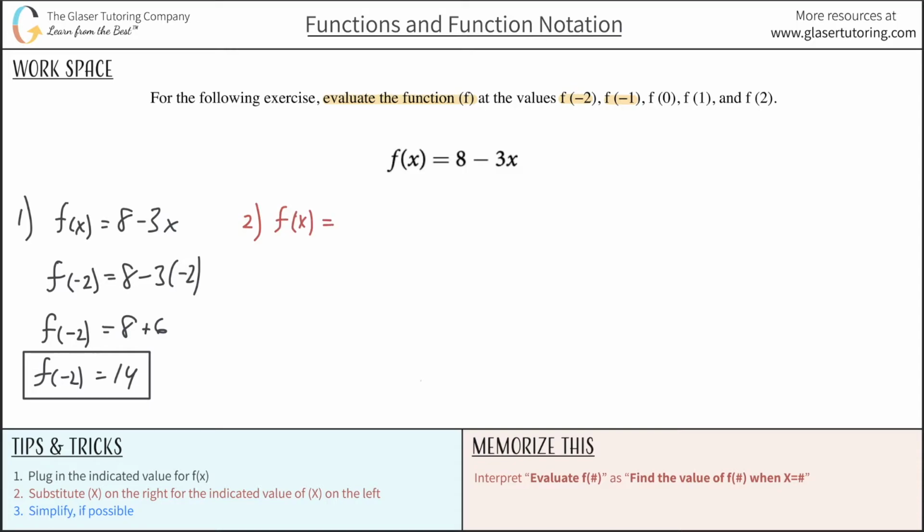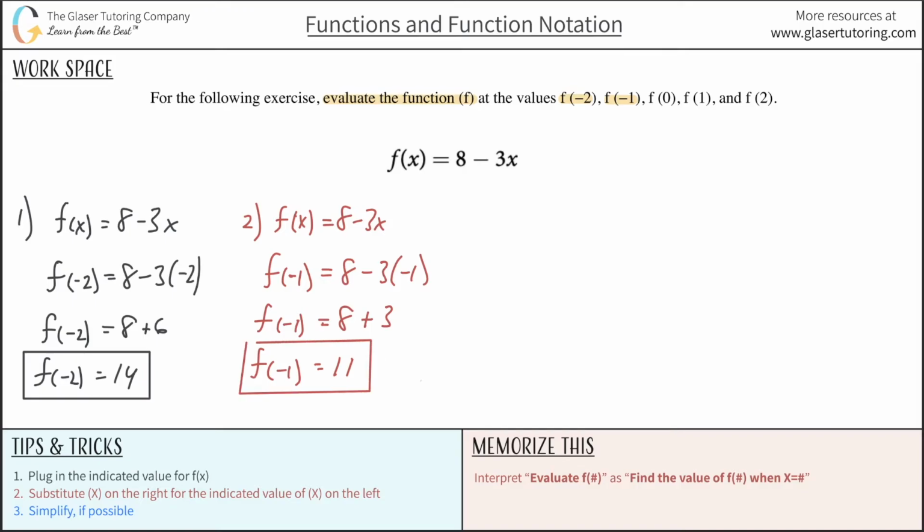So f of x is equal to 8 minus 3x. The new indicated value is f of -1. So plug that in. Anywhere there's an x, we're going to plug in -1. So on the right-hand side, plug in -1 for your x, and then simplify. This is now 8 plus 3, because -3 times -1 is +3. And then f of -1 will simply be the addition of those two, which is 11.